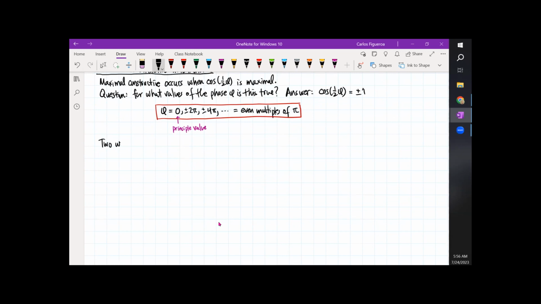2 waves whose phase is 0 are said to be in phase. They're marching together in phase relative to each other. So another way of saying that is the waves are in sync.